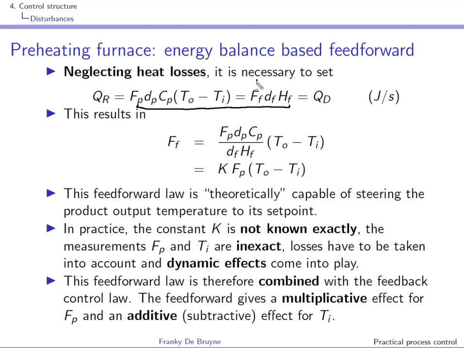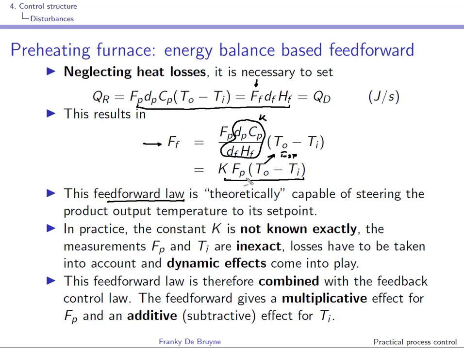Okay, so we are interested in the fuel flow, so we can isolate the fuel flow, and this is what you obtain. And what we'll do over here is say that this is the parameter K, and this results in a feed-forward law that in theory is capable of steering the output temperature to its set point. So we'll use this feed-forward law and we'll replace this one by the output temperature set point, right? Of course, in practice, K is not known exactly, and there might actually, as we've seen before, be fluctuations of the heating value and the specific heat of the product, right?